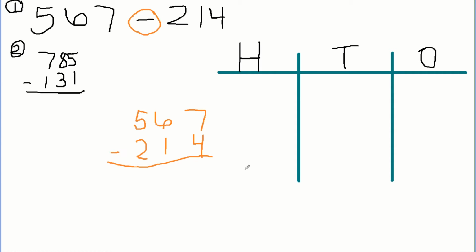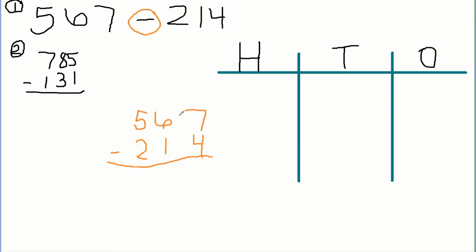And we also know that we are subtracting. Always pay attention to that symbol because it might not be telling you to add. It might be telling you to subtract. Or sometimes it might not be telling you to subtract. It might be telling you to add. So always pay attention. And so it wants us to do 7 minus 4, 6 minus 1, and 5 minus 2 to get our answer.